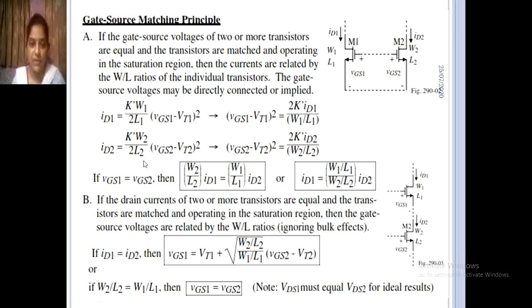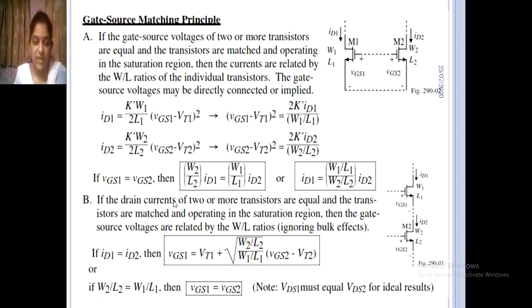This ID1 is given by a constant times W by L into (VGS1 minus VT1) squared. So the modified equation becomes like this. Then for the ID2 current, again we have written the same relationship. If these two transistors are matching, meaning VGS1 and VGS2 are matching, then this is the relation between the two MOSFETs, and we can calculate either one.